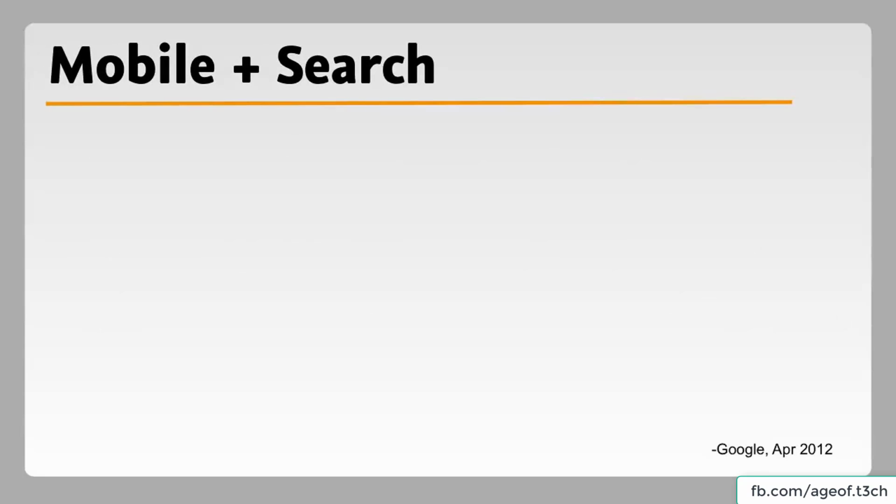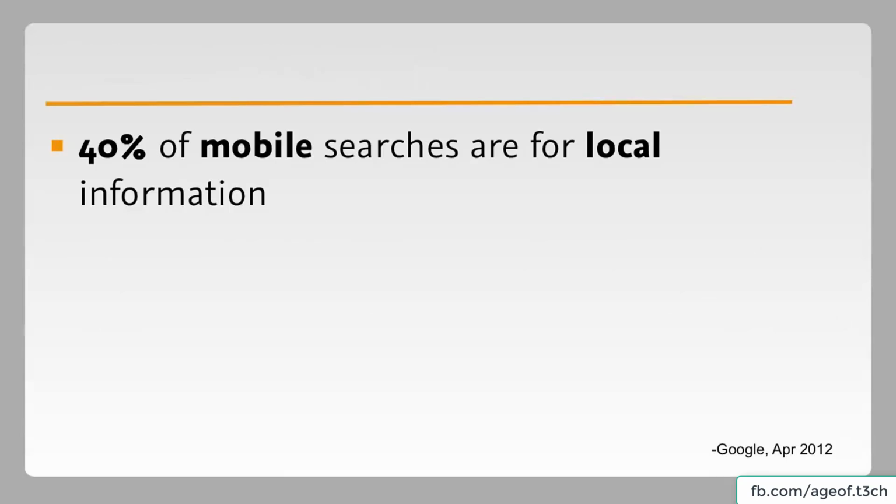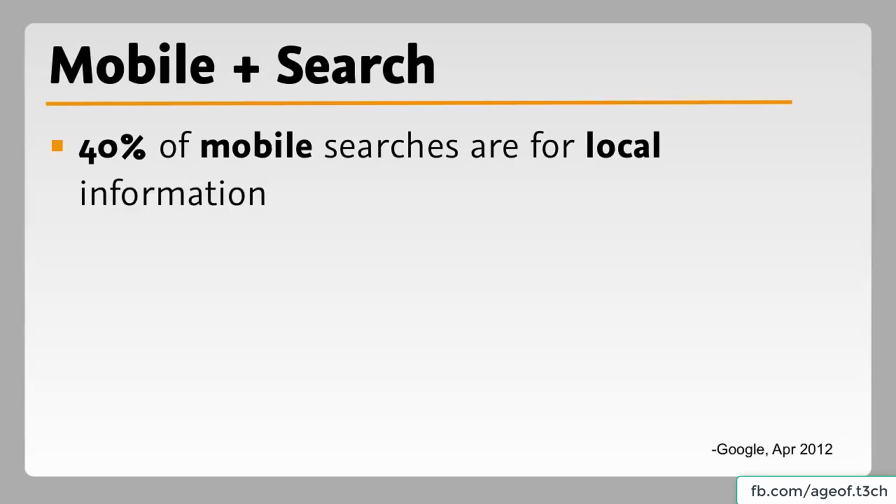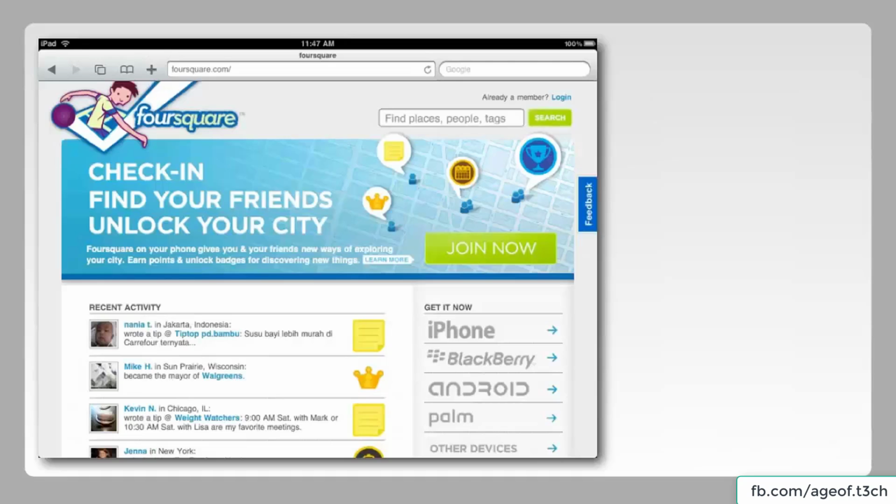Another facet of mobile and search is that a lot of mobile searches are specifically for local information. People use their mobile phones while they are out and about to find local information and resources that might be impossible to find other ways.